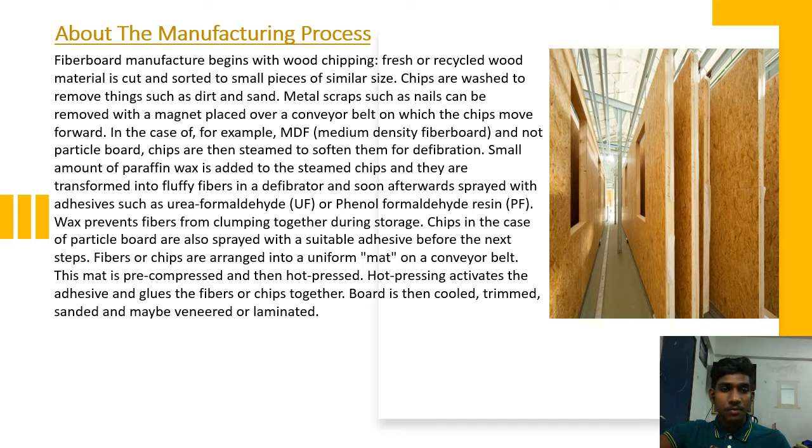Chips, in the case of particle board, are also sprayed with a suitable adhesive before the next steps. Fiber or chips are arranged into a uniform mat on a conveyor belt. This mat is pre-compressed and then hard pressed. Hard pressing activates the adhesive and glues the fibers or chips together. The board is then cooled, trimmed, sanded, and maybe vinyled or laminated.